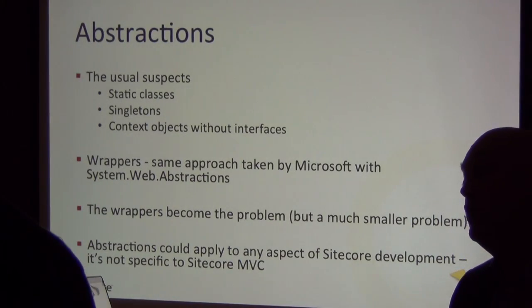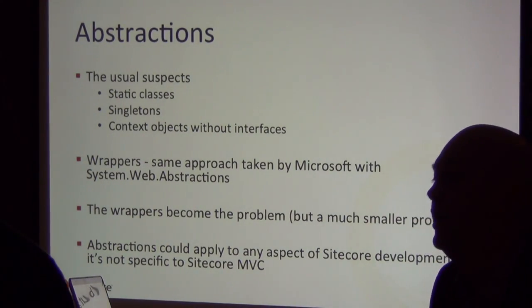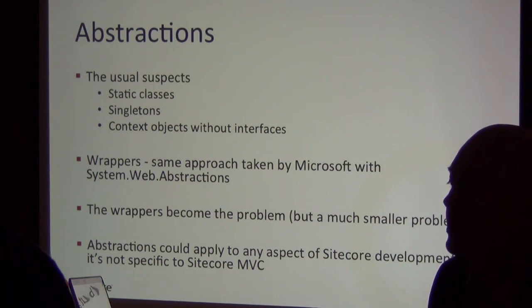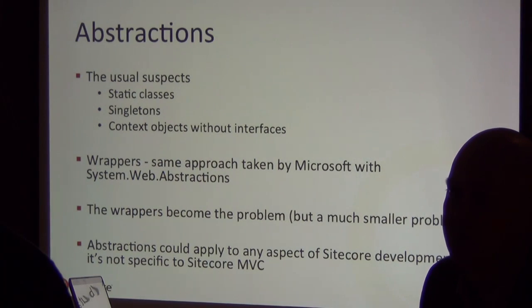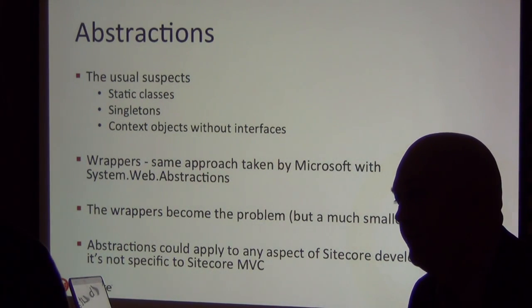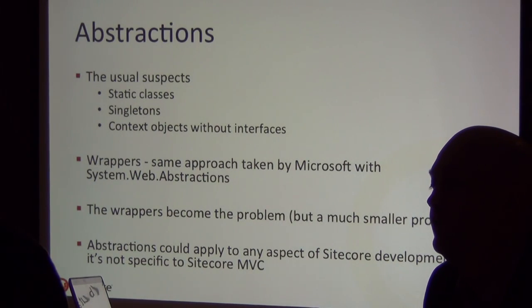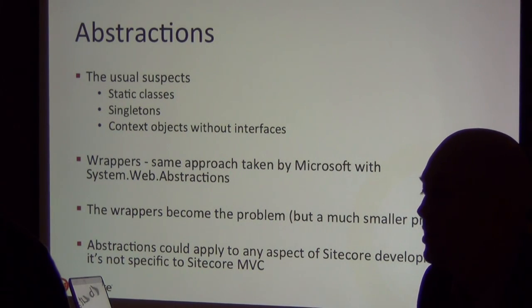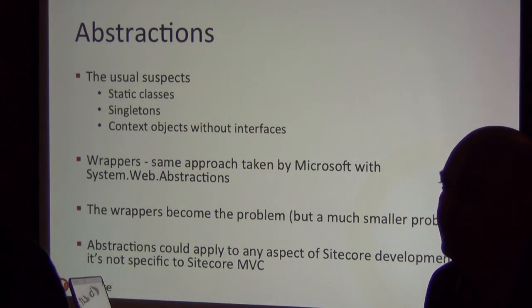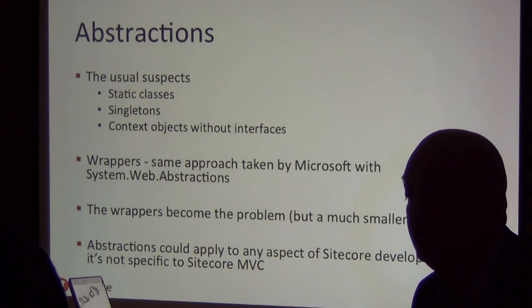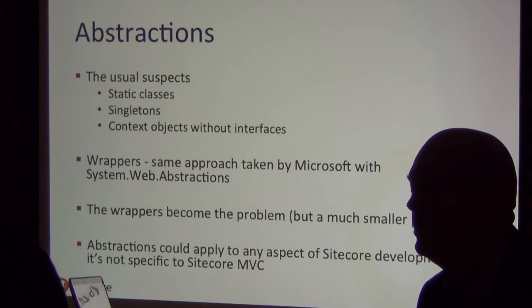So the next thing I wanted to talk about was abstractions. When looking for things that needed to be abstracted, there was a pattern appearing. I call them the usual suspects: static classes, singletons, objects without interfaces, and I went down the route of doing wrappers. This is very similar to what Microsoft did with System Web Abstractions in 2008. They had a library that didn't have interfaces and everything, and they needed to rearrange things so that they could start doing some proper testing with things in System Web.